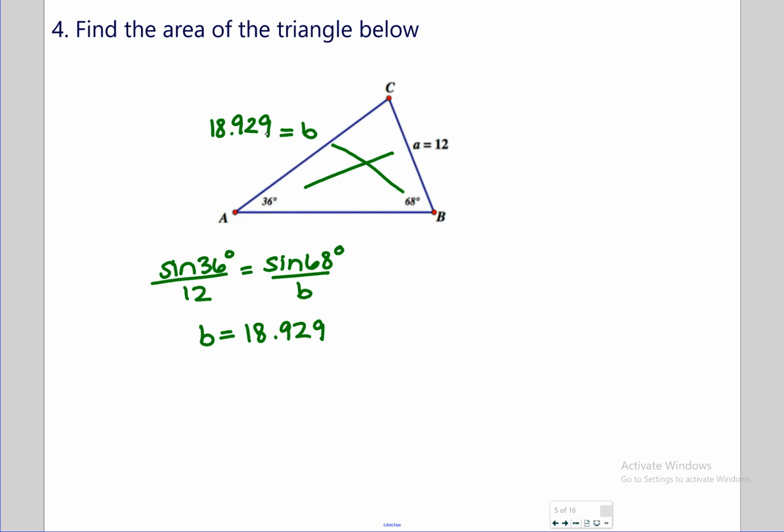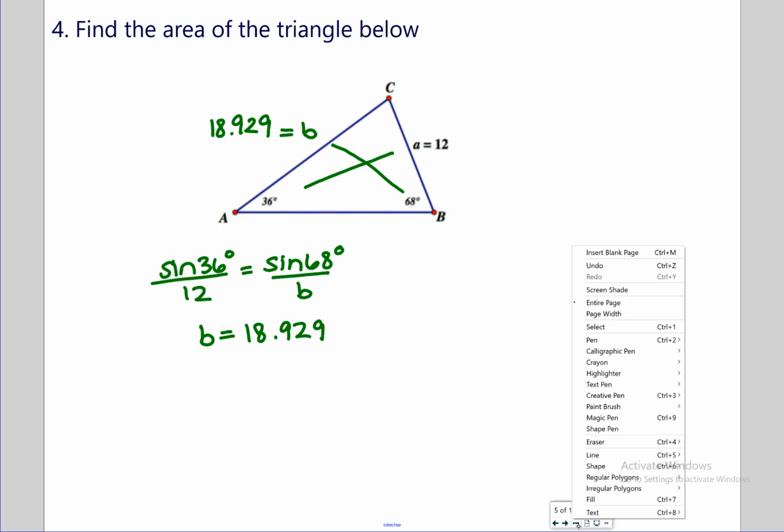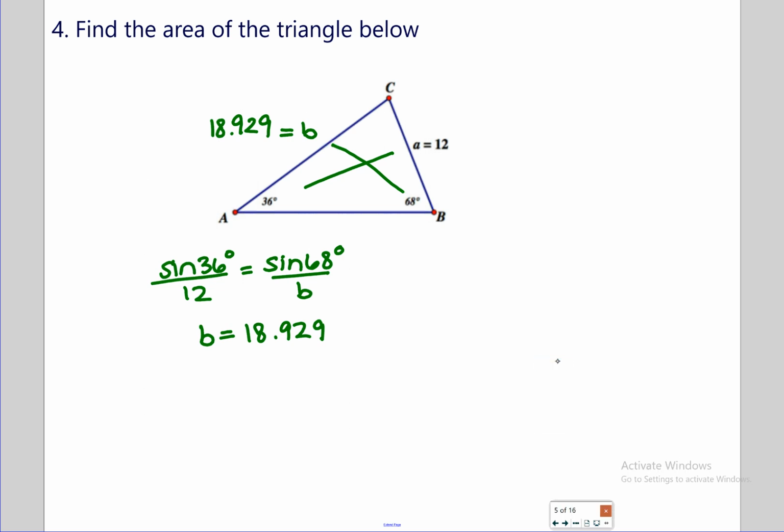Okay, now do I have enough information? 3 sides or side angle side? No. So what else can I solve for here? Angle C you can get pretty quickly, just 180 minus the 2 that you have. So 180 minus 36 minus 68 gives me 76 degrees. And now that top corner of your triangle, you have side angle side. So that's enough now to use the area formula with the 1/2 in it.